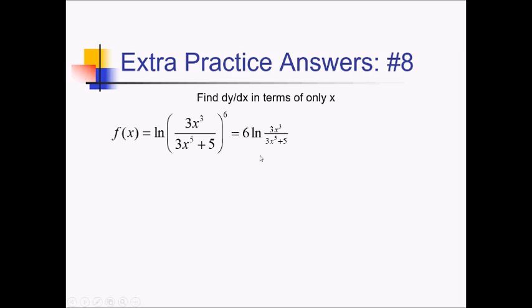So at this point, I'm going to take my derivative. I've got 6 times ln of something as the outer function. So that's going to be 6 times 1 over the something, which is just the reciprocal of the something. So I can call this 6 times (3x to the 5th plus 5) over 3x cubed. So this is really the same as 1 over that. I just flipped it, took the reciprocal.